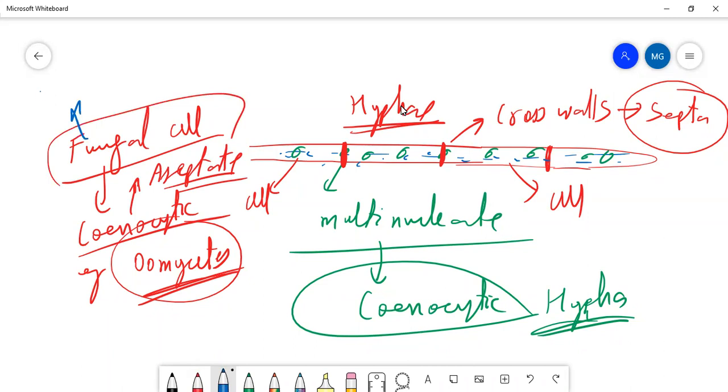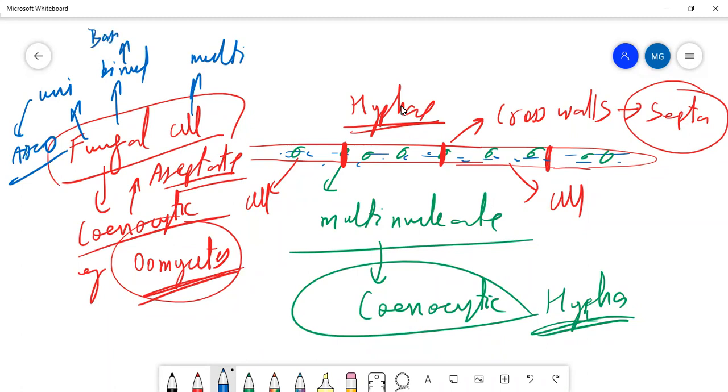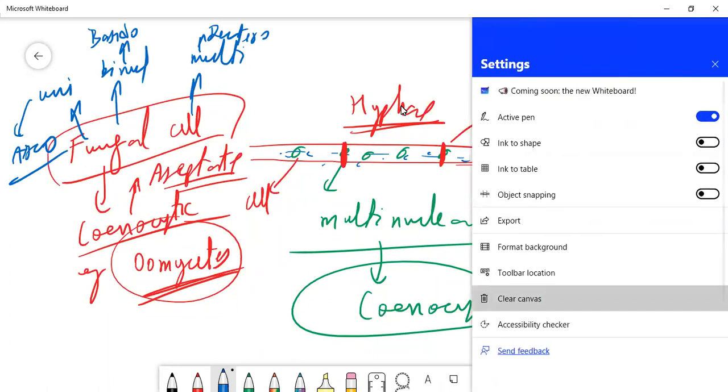And I just told you that sometimes fungal cells can be uninucleate, binucleate, or multinucleate cells. For example, we have ascomycetes, uninucleate. Binucleate, we have basidiomycetes. Multinucleate, we have deuteromycetes. Look at all these examples over here. So we can have different kinds of cells in fungi.